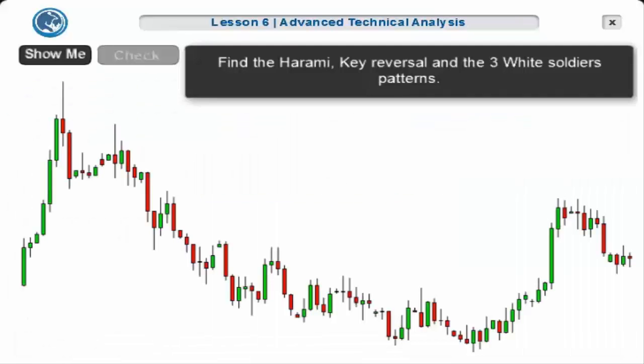Find the 3 points indicating the Harami key reversal and 3 white soldiers patterns.